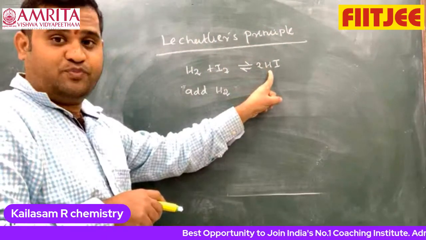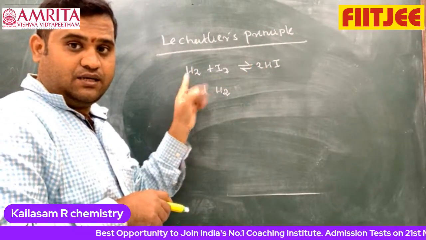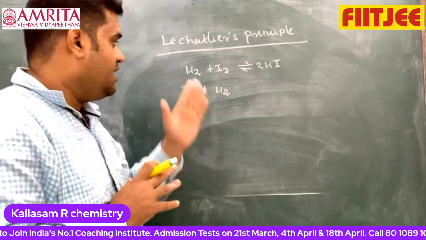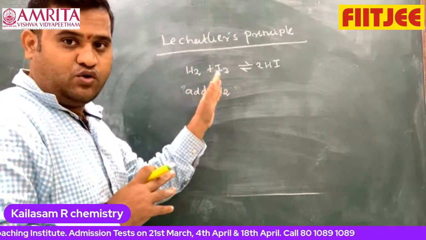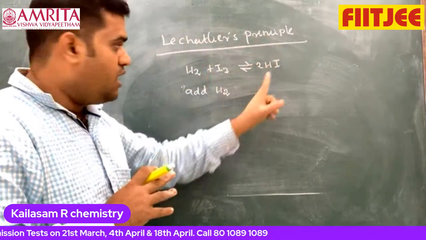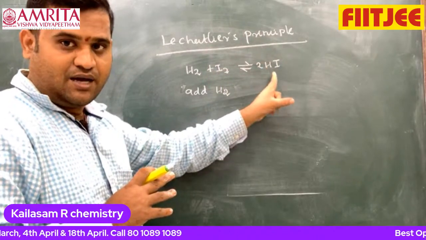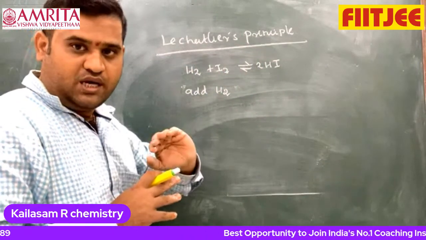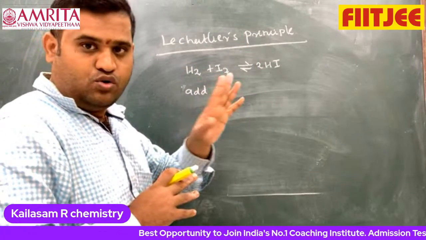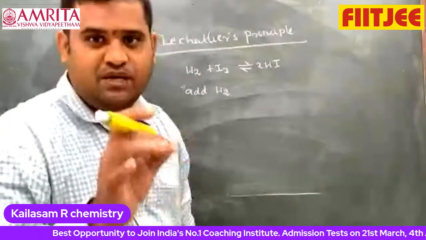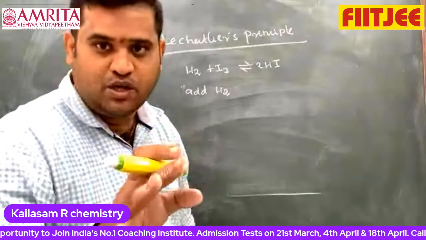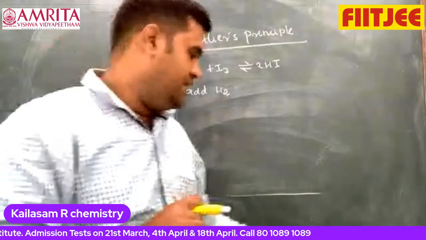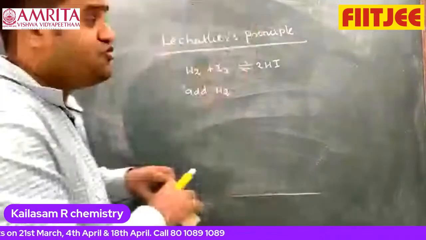Or addition of product or removal of reactant, it goes towards the backward direction. That means addition of H2 or I2, equilibrium goes towards forward, or increasing the concentration of HI or decreasing the concentration of H2 or I2, equilibrium goes towards the backward direction. What about the equilibrium constant? It remains the same, because the equilibrium constant does not depend on the concentration of reacting species. Alright? And next will be very important in the case of pressure.